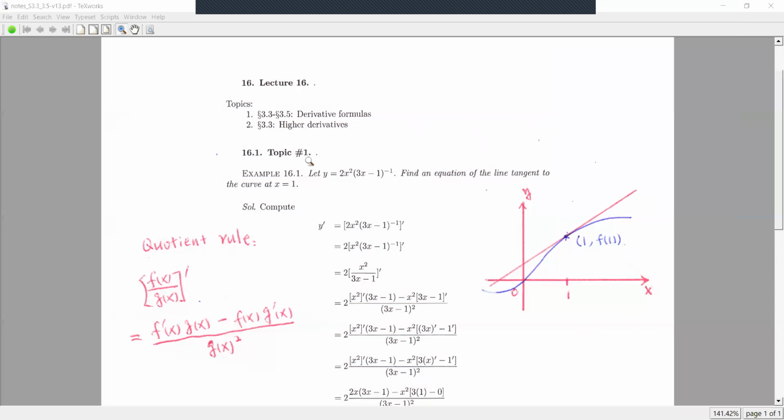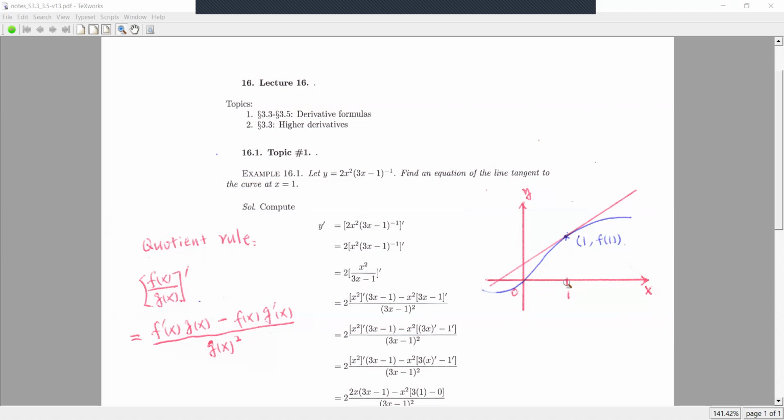Now, topic one. Example one. Let y be this function. Find an equation of the line tangent to the graph of the function at the point x is 1. To help myself answer this question, I arbitrarily draw a curve and suppose this curve is the graph of this function.